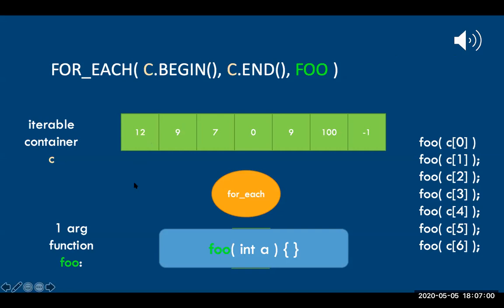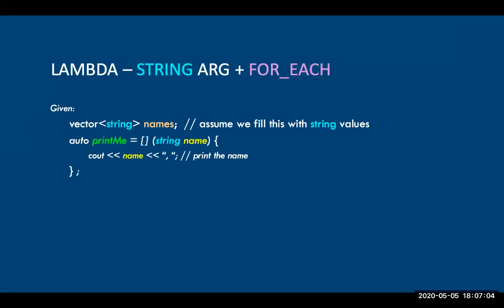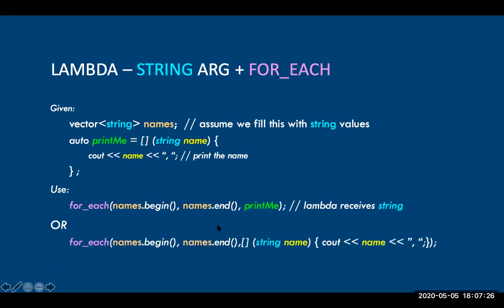Okay, so let's go on then and look at how we might do this with a string-based container. So here's our names. We create a lambda here. We're going to name it print me, right? We're going to pass in a string. There's going to be an empty capture here. And all we're going to do is print out that name with a comma and then pass this to the for each. So for each is just going to fire through all those names from begin to end and pass it to print. Pretty straightforward.